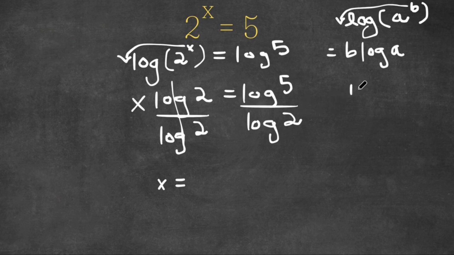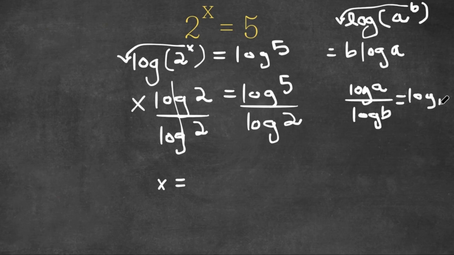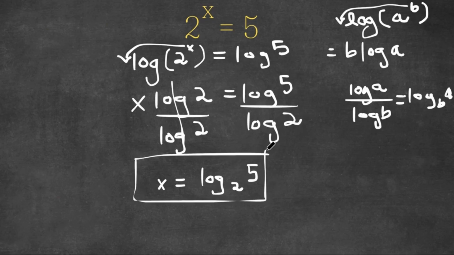And if we have something in the form log a over log b, this is actually the same thing as log base b of a. So now log 5 over log 2 would equal log base 2 of 5, because 5 would be a and 2 would be b. So this is our answer.